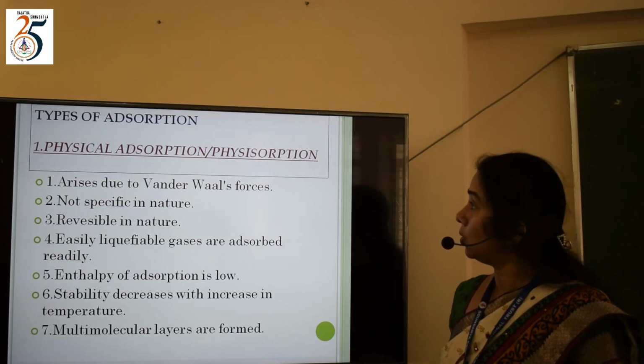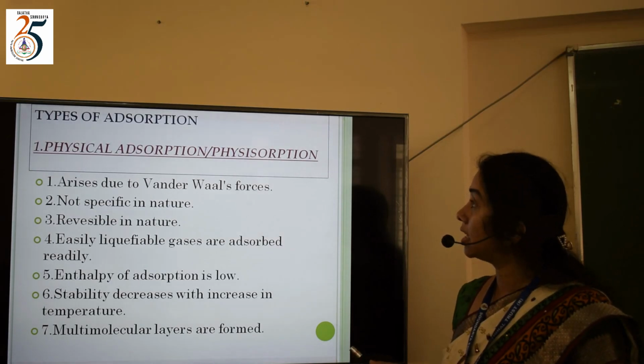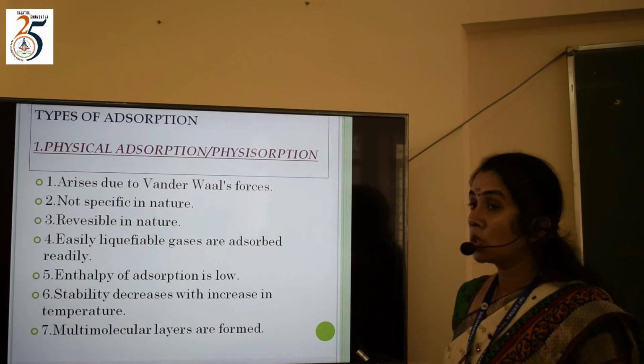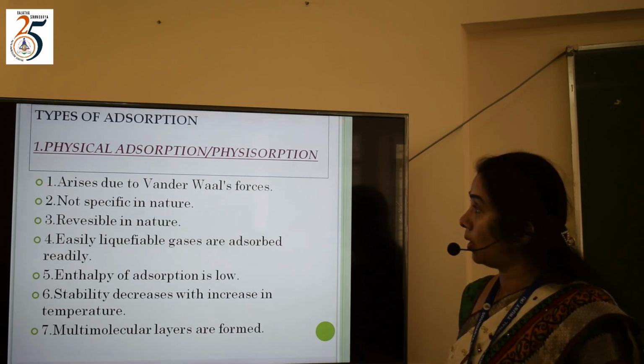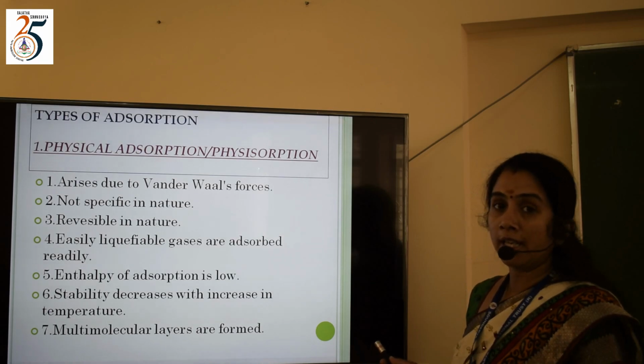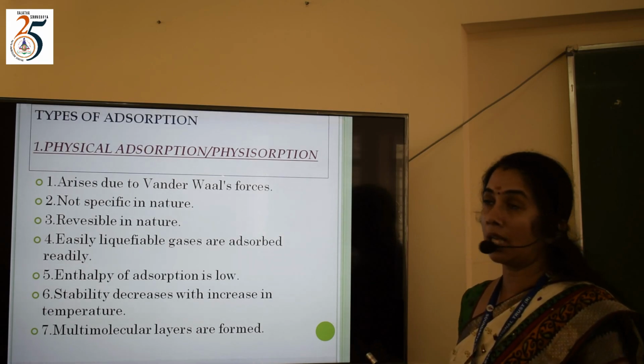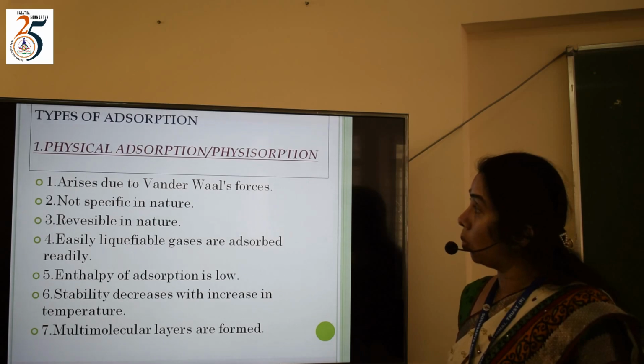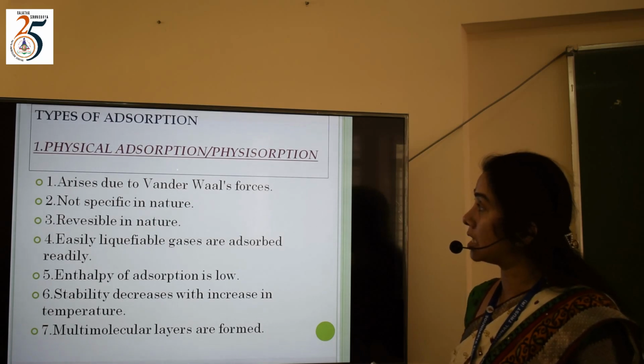Yes. Now let us discuss the types of adsorption. So there are two types of adsorption. One is physical adsorption or physisorption. The next is chemical adsorption or chemisorption. So let's see what the features of physical adsorption are.